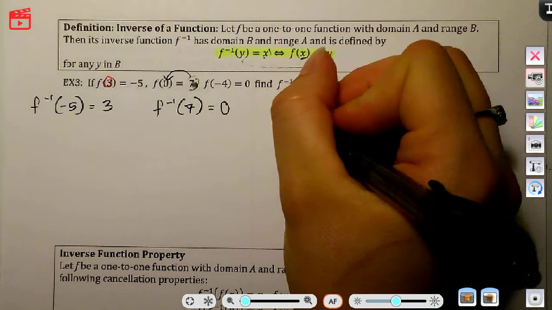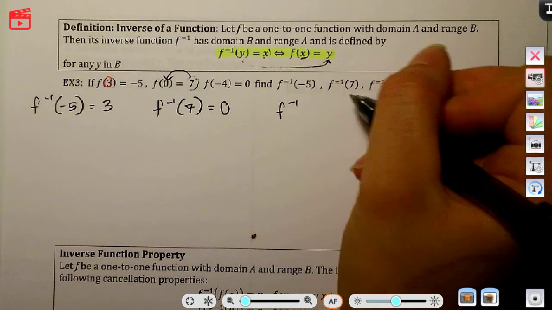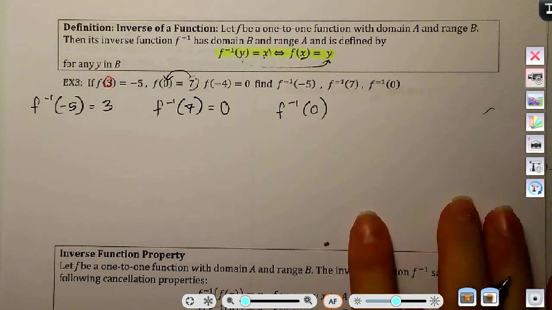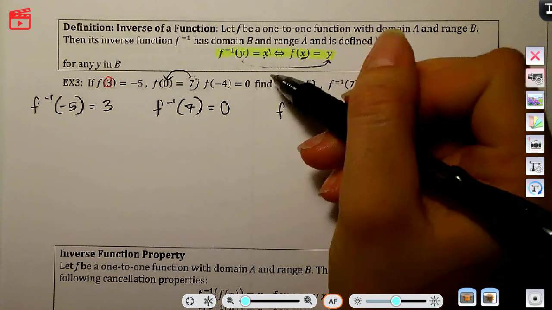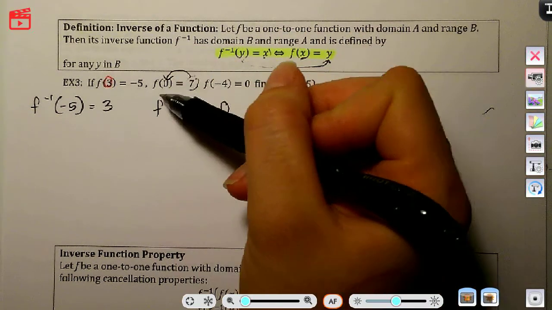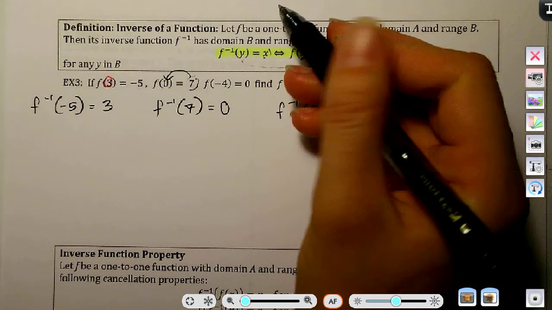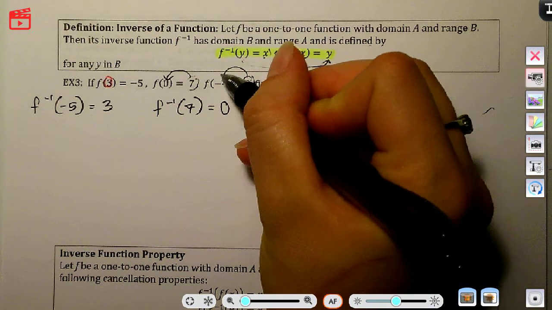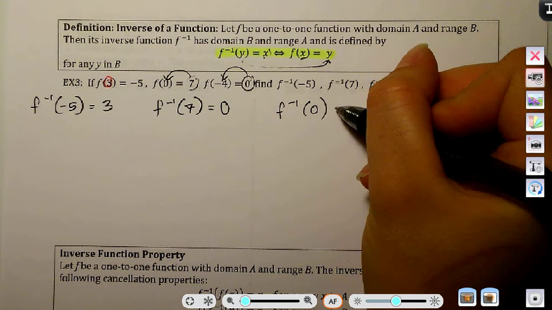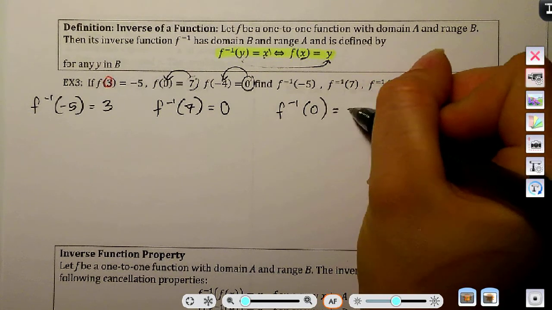Last one, f inverse of 0. So, again, instead of the x value, we're going to look for where the y is 0. So which one of these has a y of 0? This one right here. So what is the x value for this? The x value is negative 4. So f inverse of 0 is negative 4.